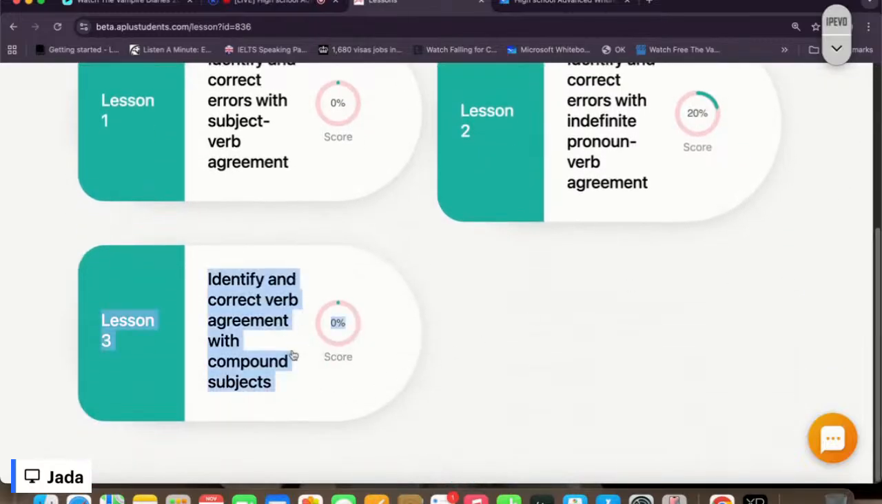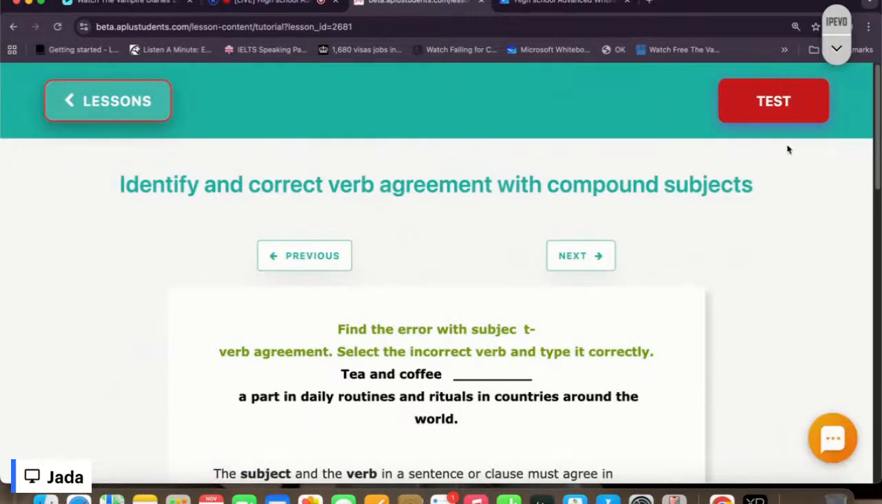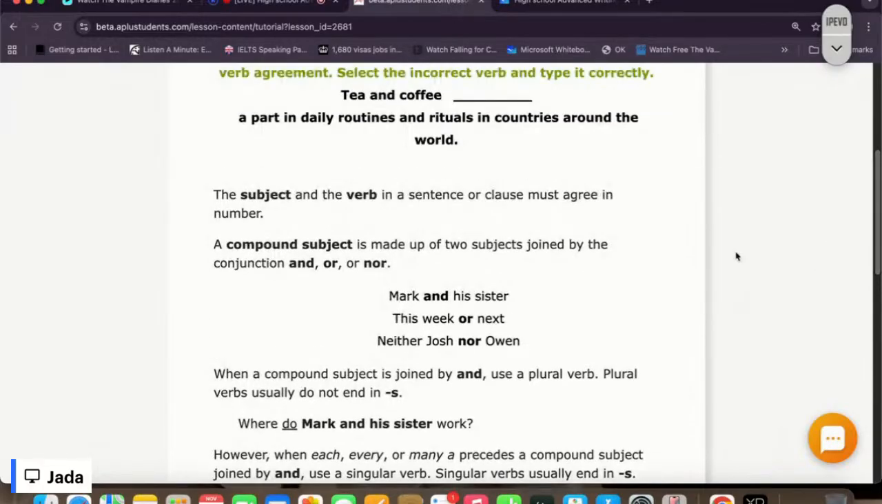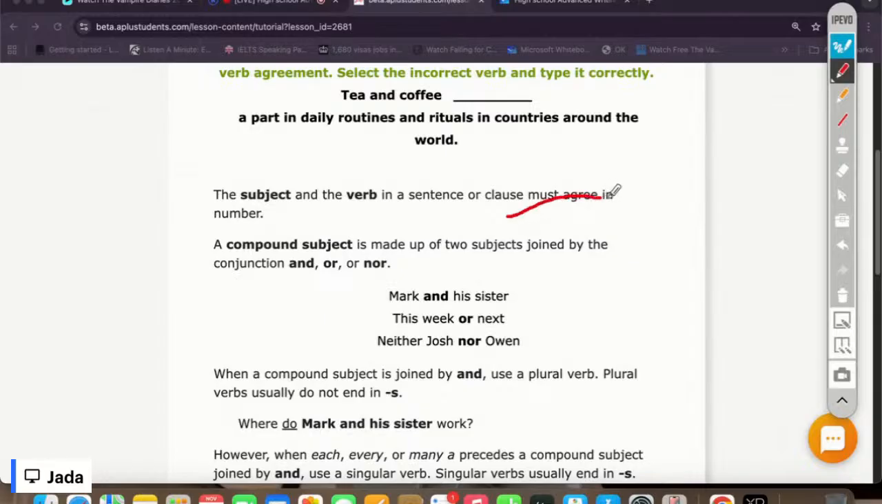We have identify and correct verb agreement with compound subjects. So the subject and the verb in a sentence or clause must agree in number. A compound subject is made up of two subjects joined by a conjunction: and, or, nor. Okay, so we have and, or, and then nor, all right? So we have Mark and his sister, this week or next week, neither Josh nor Owen.